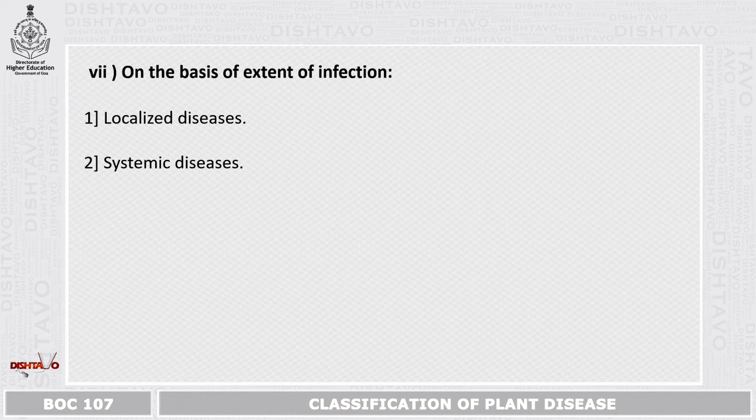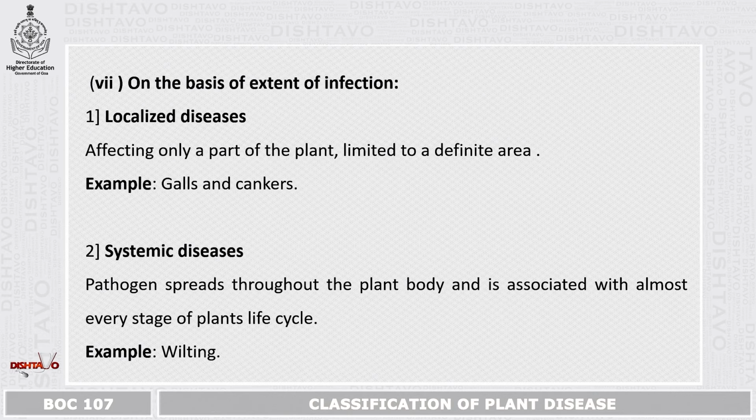Then next we have classification based on the extent of infection. Based on the extent of infection, we have localized disease and systemic disease. Localized disease affects only a part of the plant, limited to a defined area, for example galls and canker. Second is systemic disease, in which the pathogen spreads throughout the plant body and is associated with almost every stage of the plant life cycle. Example is wilting.